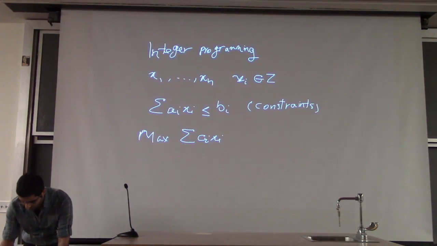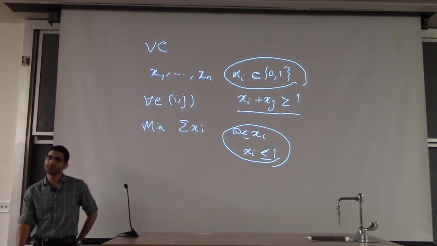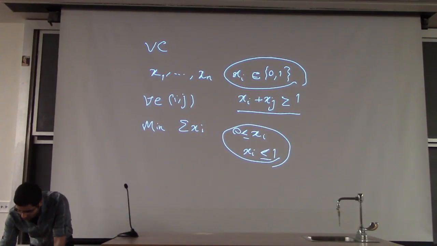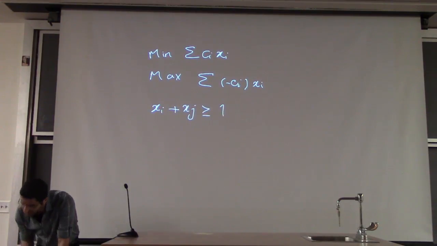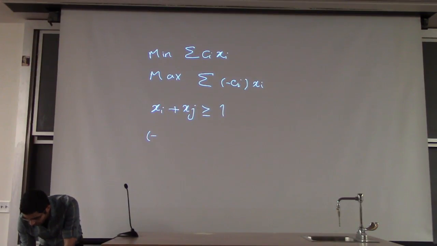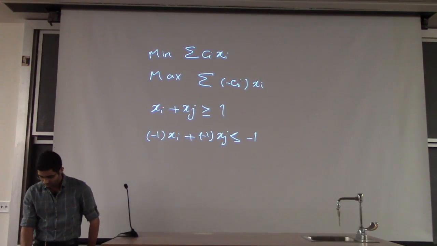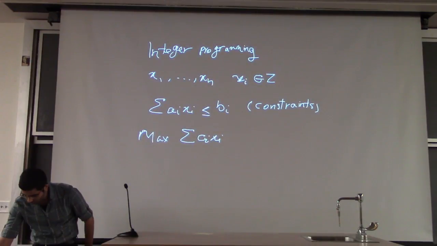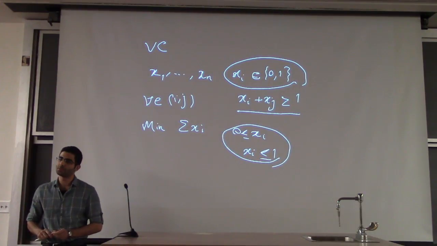And here, we have less than inequalities, but here we have greater than inequalities. So also we can convert greater than inequalities to less than inequalities. How? By multiplying the formula by minus 1. So we are just changing the multipliers. So so far we have reduced vertex cover to integer programming.